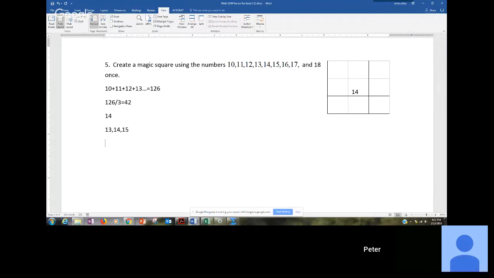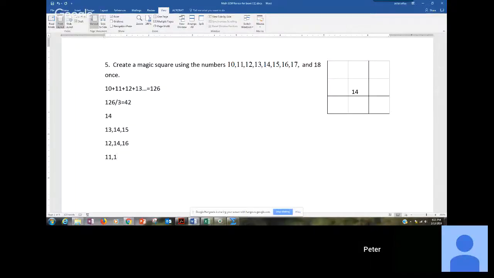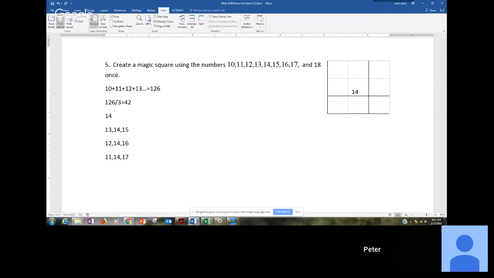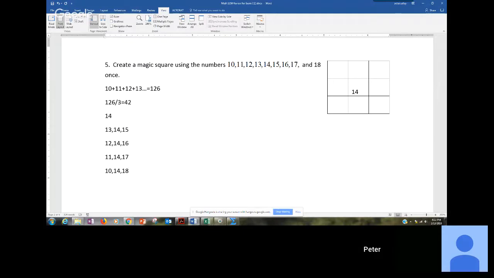And if I go one more out, 12, 14, and 16 adds up to 42. And 11, 14, and 17 add up to 42. You see, I'm just going one out each time. And then 10, 14, and 18 also give us our magic number. Okay, so now I've got 4 different combinations.